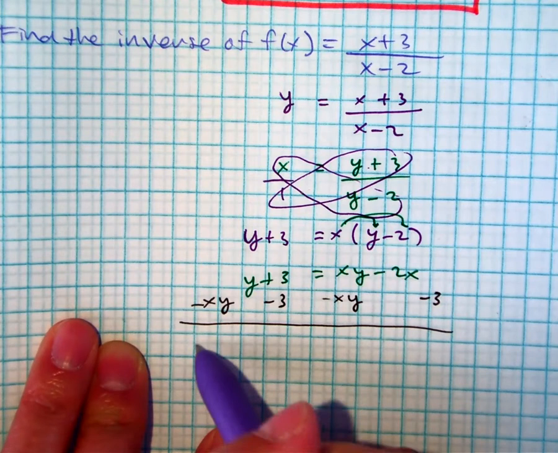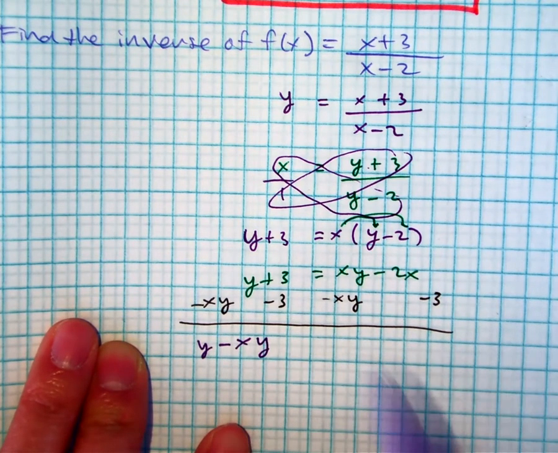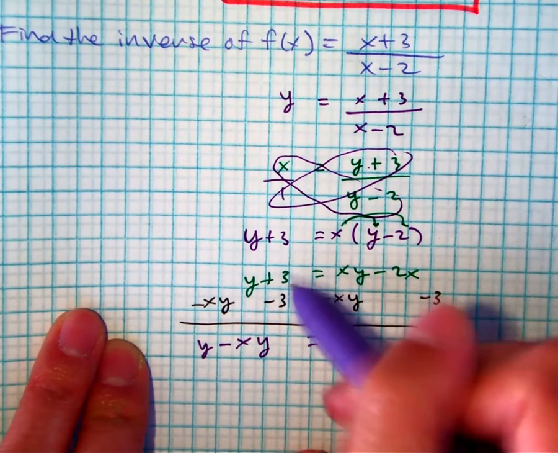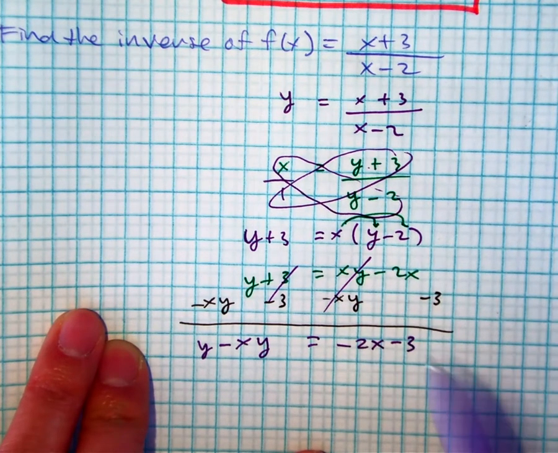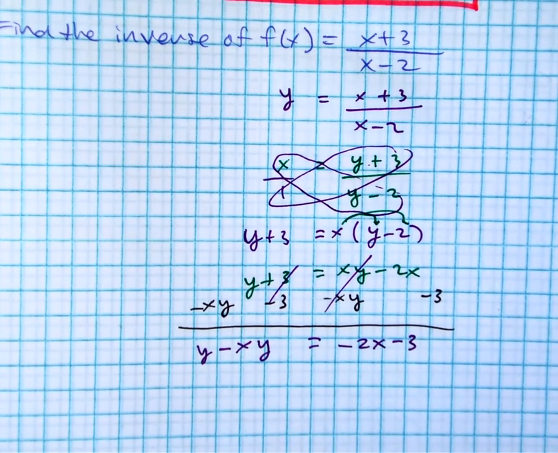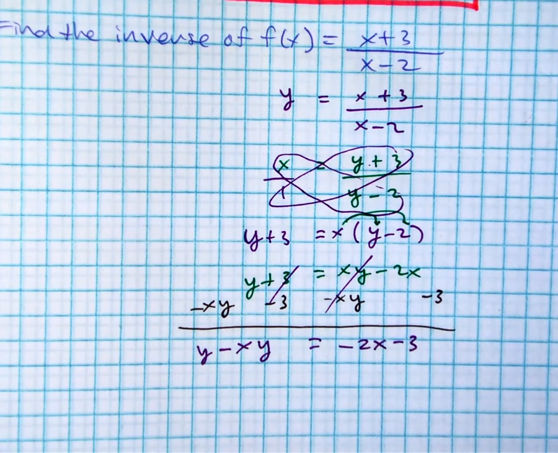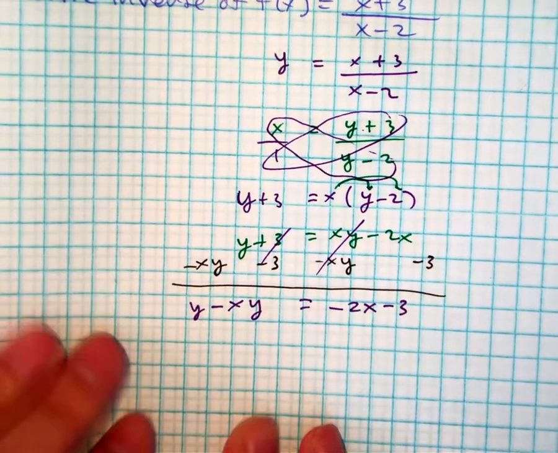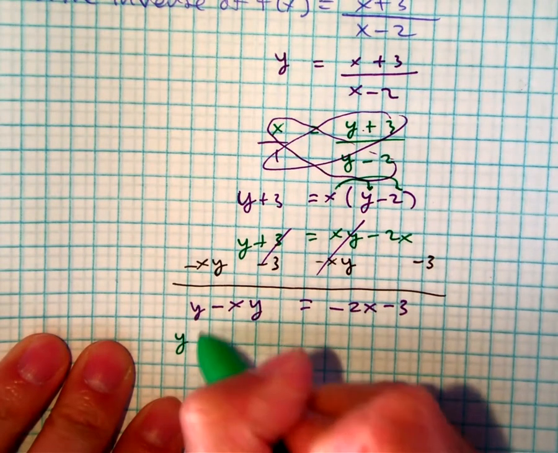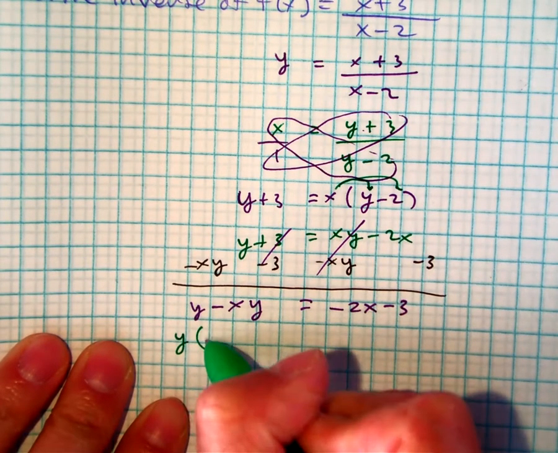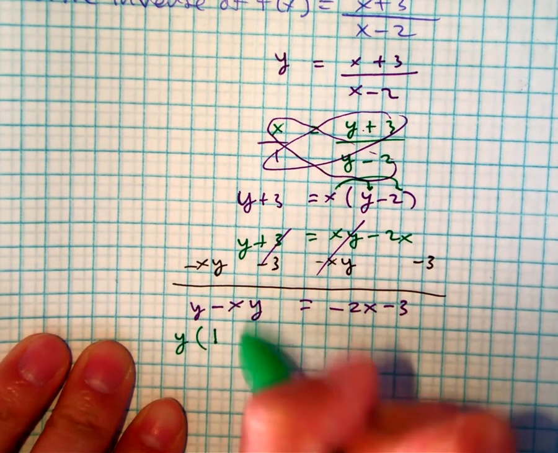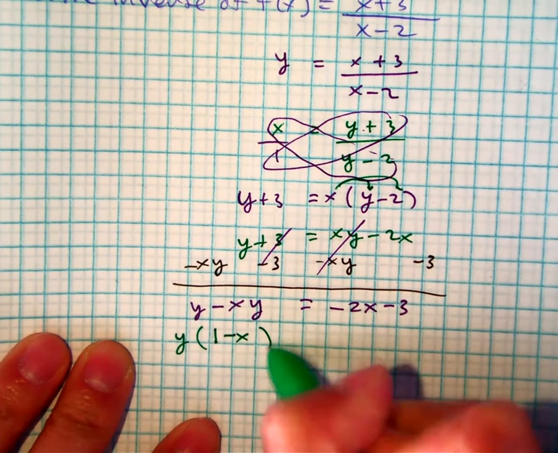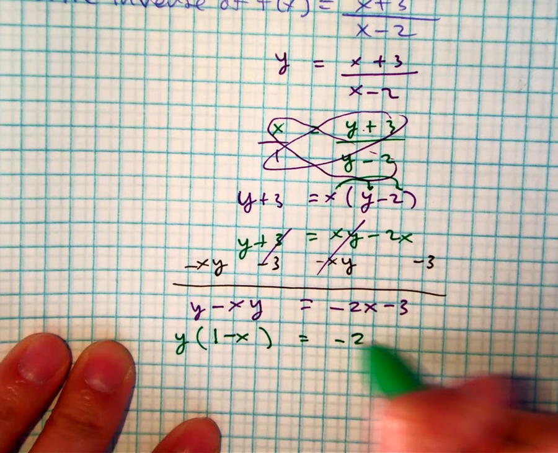So now I have y minus xy equals negative 2x minus 3. I'm now going to factor out a y as my greatest common factor. Y times something equals y, that's 1. Y times something equals negative xy, that's negative x. This side remains the same.